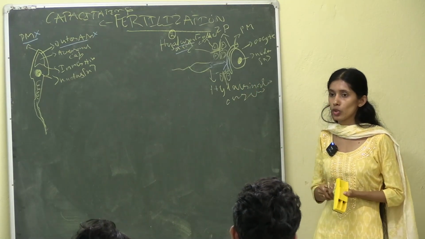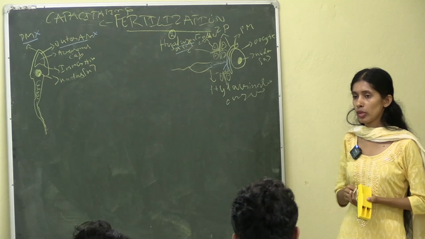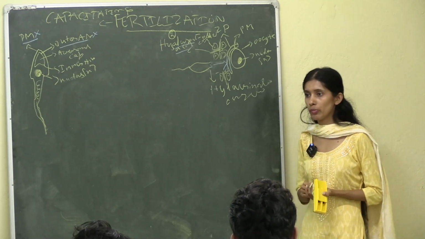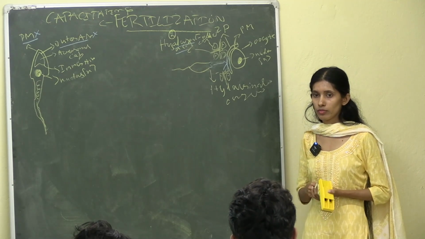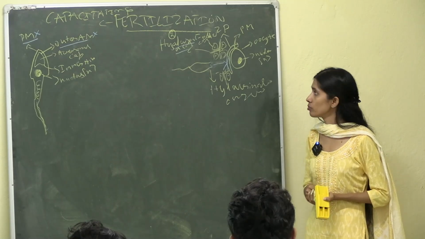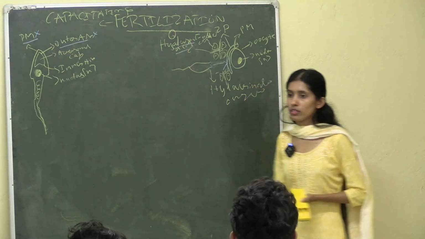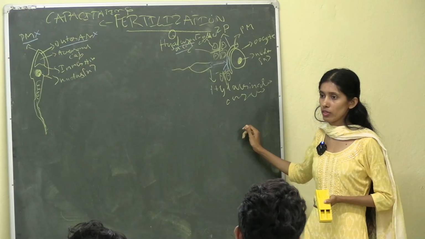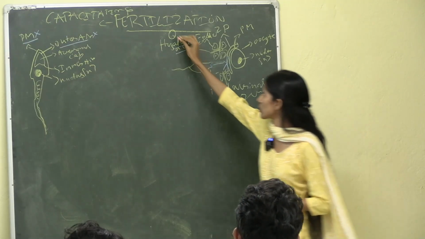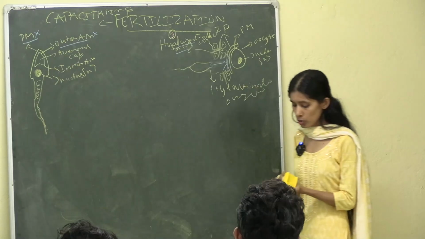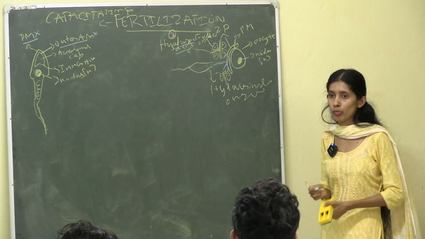What happens in the zona pellucida part? The sperm pierces the zona pellucida, but how? This is the second step, okay? The hyaluronidase enzyme is the second step. Next, in the third step, your zona pellucida will have 3 important proteins.